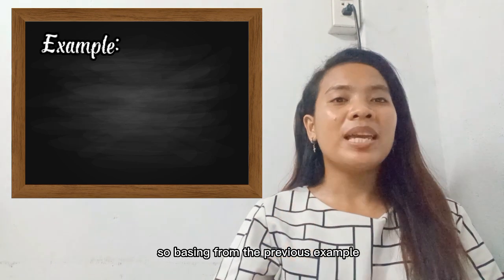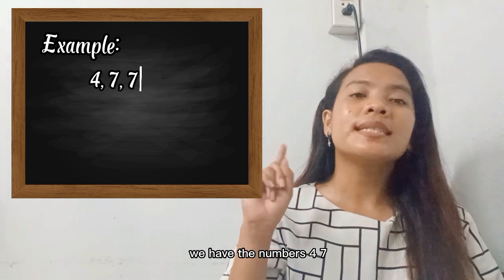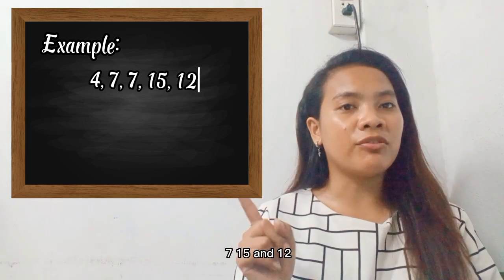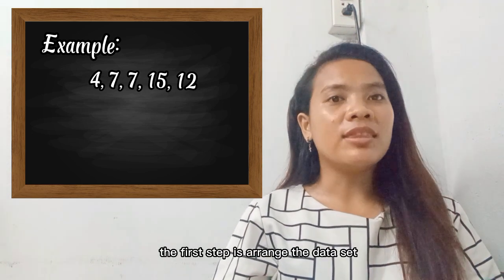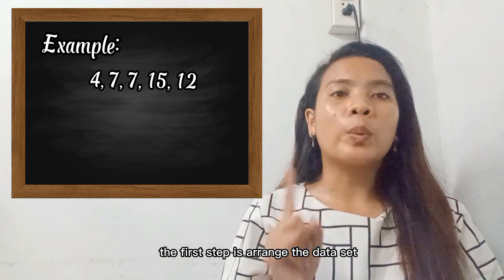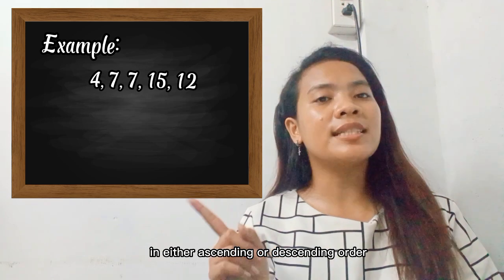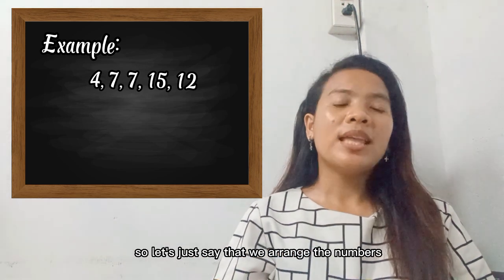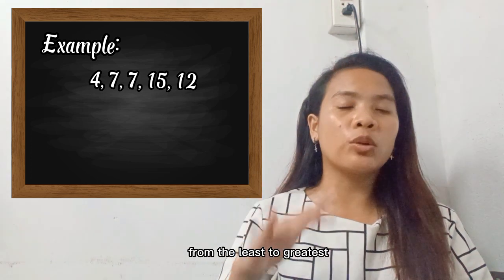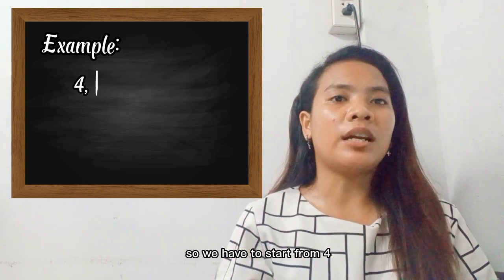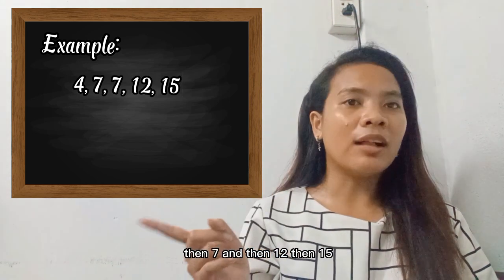So basing from the previous example, we have the numbers 4, 7, 7, 15, and 12. To find the median, the first step is to arrange the data set in either ascending or descending order. So let's just say that we arrange the numbers from the least to greatest. So we start from 4, followed by 7, then 7, and then 12, then 15.